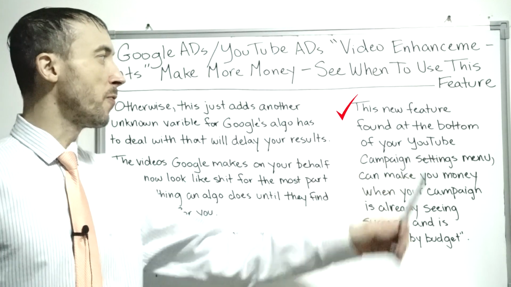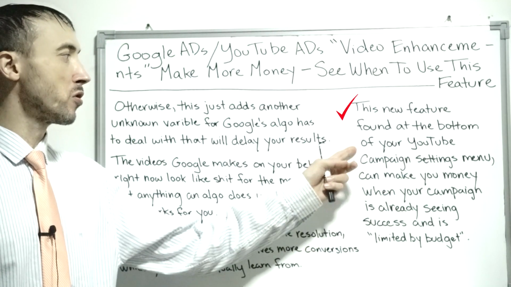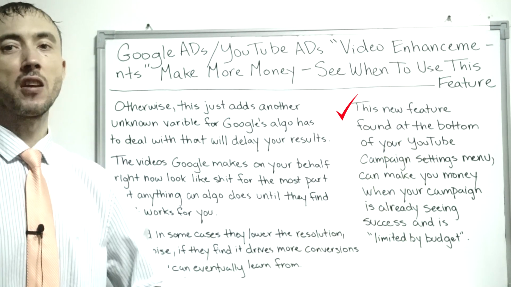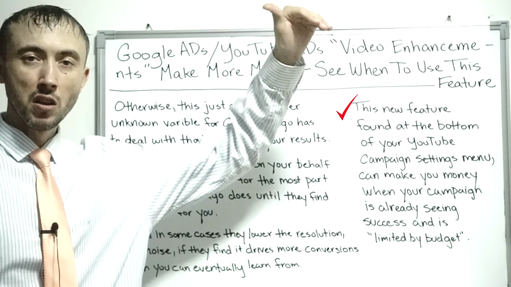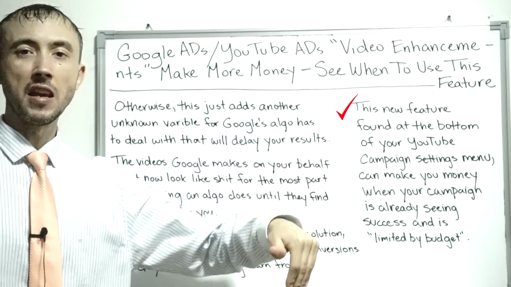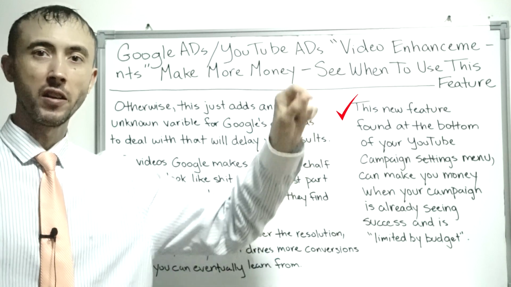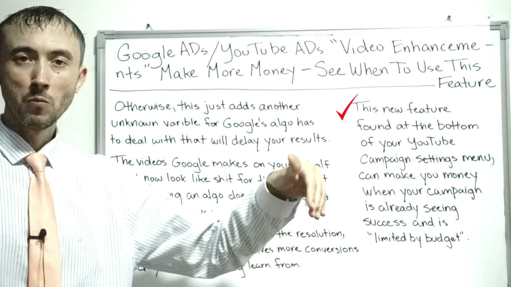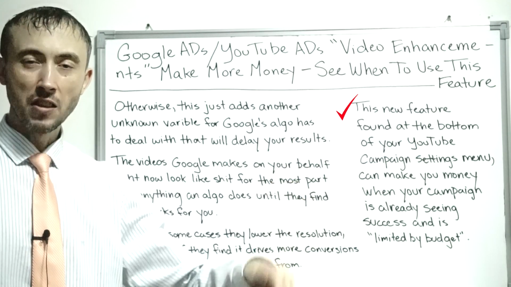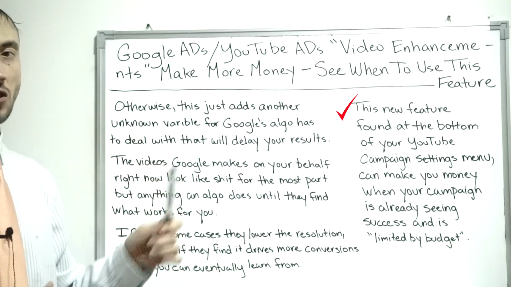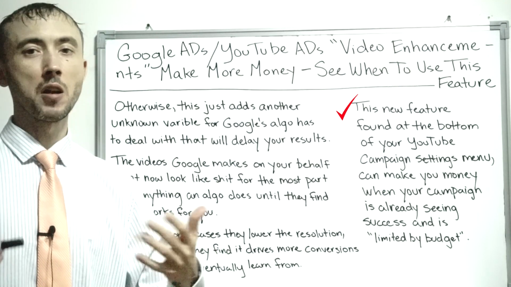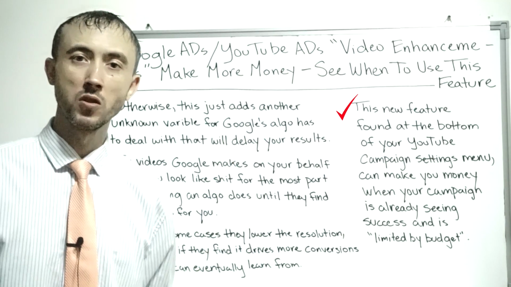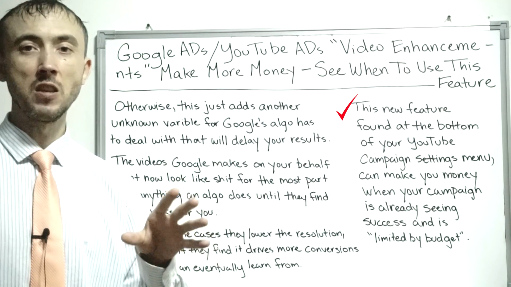So this new feature is found at the bottom of your YouTube campaign settings. At least at the time of making this video, you have to click additional settings. So you go to your YouTube campaign, click on settings, go to the bottom, there's another thing that says additional settings, you click that, and at the bottom of that, there is this video enhancements feature where Google basically says, hey, we're going to make different versions of the video you gave us to try to potentially get you more results. And it's selected by default and it's on.